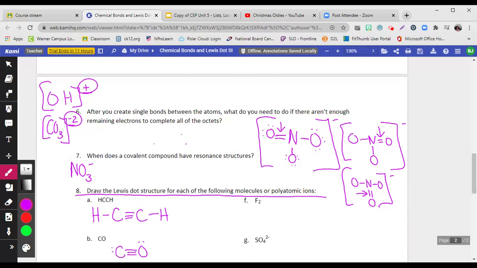Just a little side note, if you have a +1, that means we lost 1 electron, where a -2 means we've gained 2 electrons. After you create a single bond between atoms, what do you need to do if there aren't enough remaining electrons to complete the octet? So the first thing that we're going to do when we do a single bond, like our CO2, carbon dioxide, we have 4 electrons around carbon. Oxygen has 6.